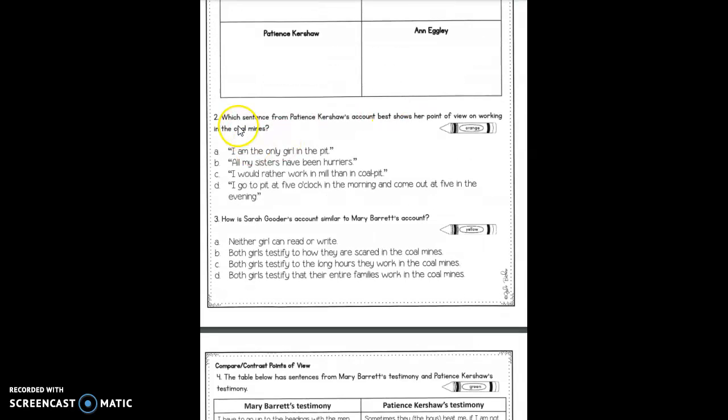Coming down here, which sentence from Patience Kershaw's account best shows her point of view of working in the coal mines? Probably similar to what you put up here for number 1, but that should be highlighted in orange. How is Sarah Gooder's account similar to Mary Barrett's account? So you're going to think about how they're the same, and then you're going to be highlighting those two things in yellow.